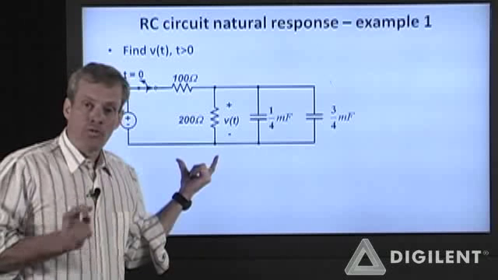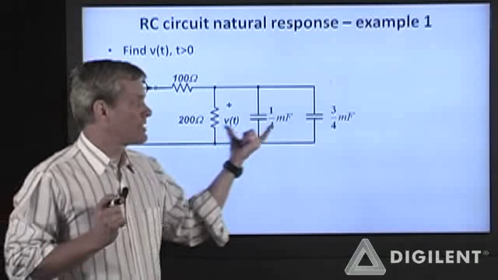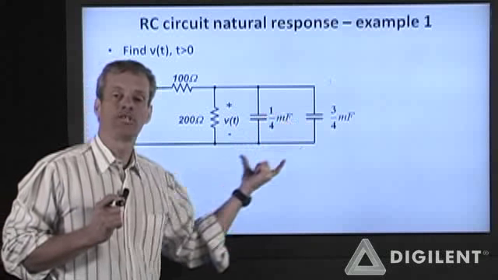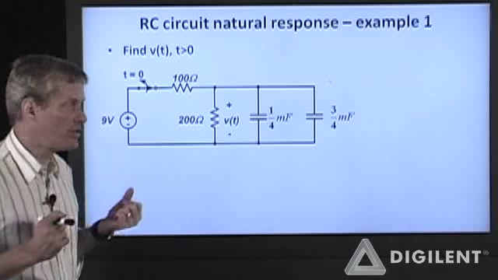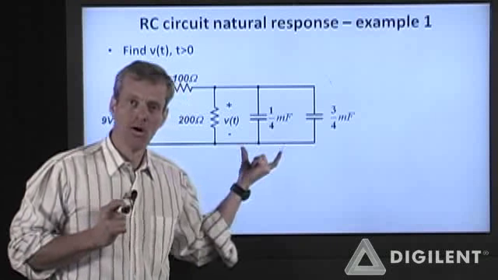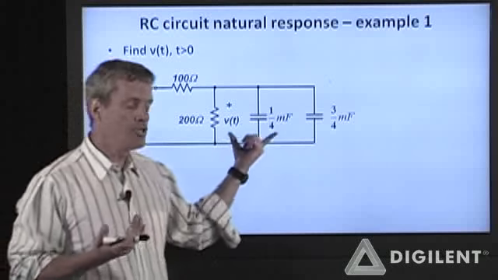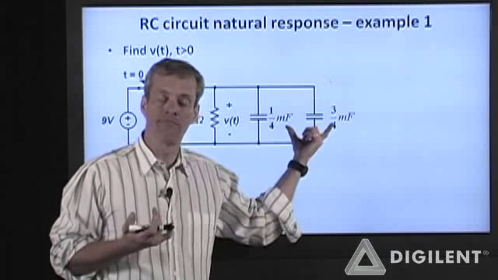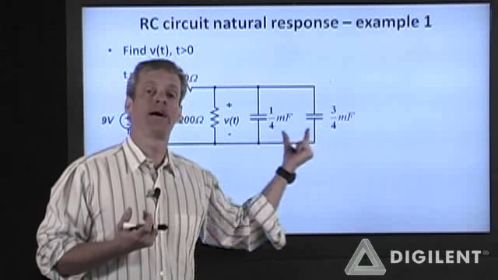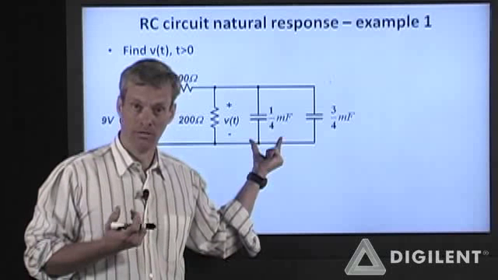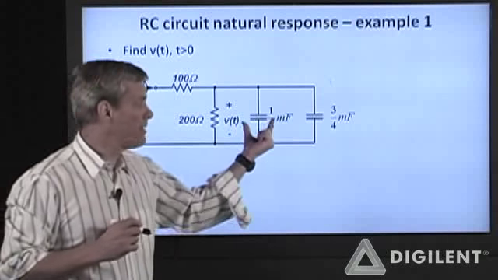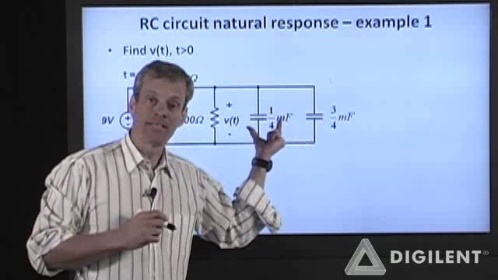So we need to do two things. We need to find some initial voltage across these capacitors, and we need to determine the differential equation governing this circuit. We have two capacitors. We don't necessarily know how to deal with situations where we have multiple energy storage elements, except in this case our two capacitors are in parallel. Okay? So parallel capacitors can be combined by adding the capacitances together.